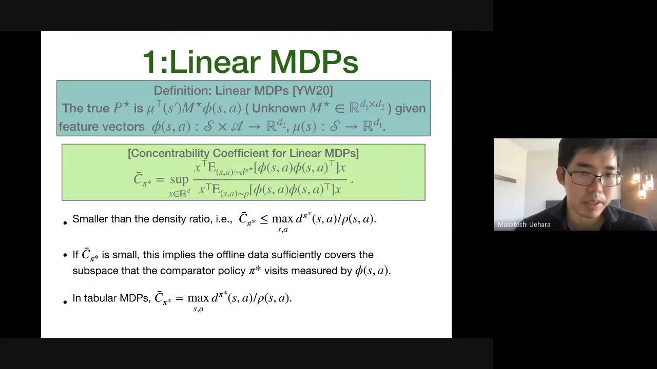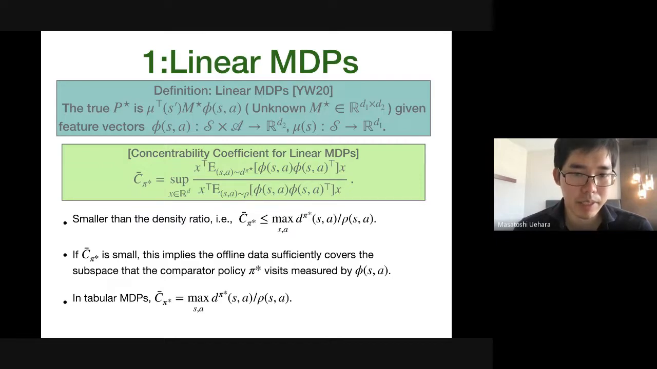But before doing that, let's introduce the concentrability coefficient for linear MDPs. This is written in this equation. It looks a little bit complicated, but actually it's just the relative condition number for two matrices. In the numerator, it includes a covariance matrix. Phi is a D2-dimensional vector, so it's the covariance matrix corresponding to pi asterisk, which is the comparator policy. And the denominator includes a covariance matrix over the offline data.